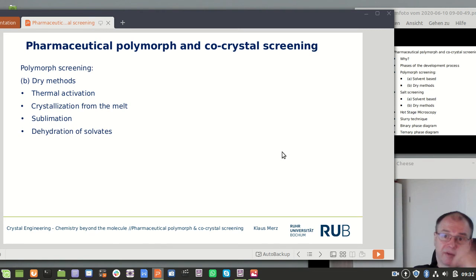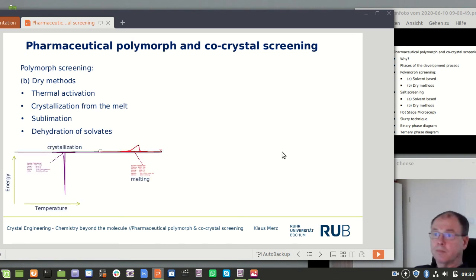And dehydration of a solvate, if you hydrate, what happens? Yes, so at what temperature the dehydration process starts, and in the end, what happens with your product. Yes, this is a typical diagram. We have energy here, and we have a temperature here, and you see first you have a crystallization, and at higher temperature melting. So this is also a very crude description.